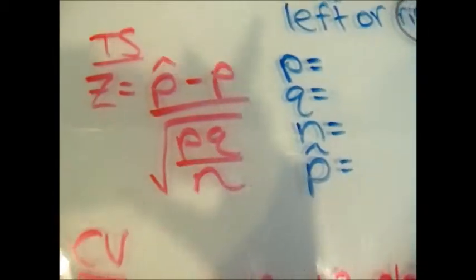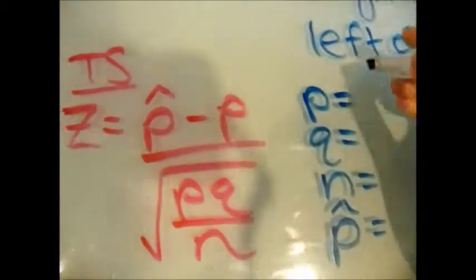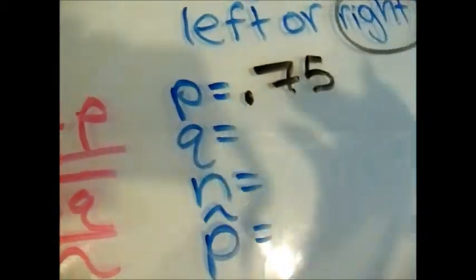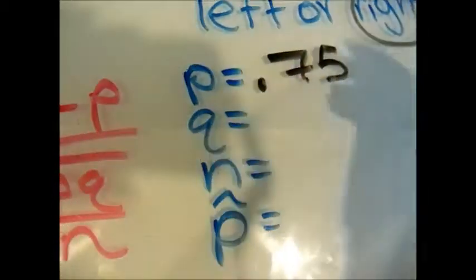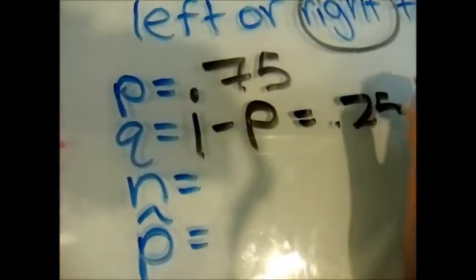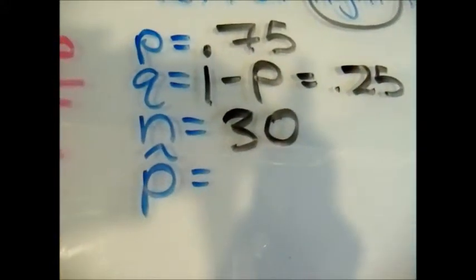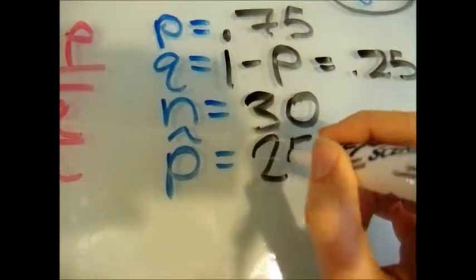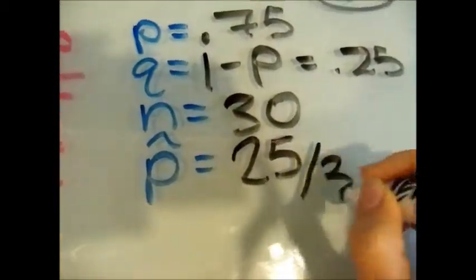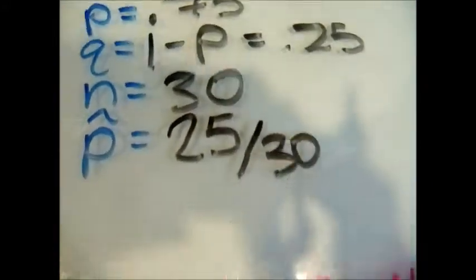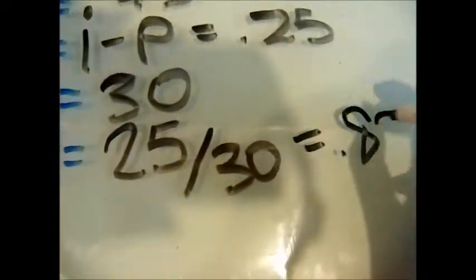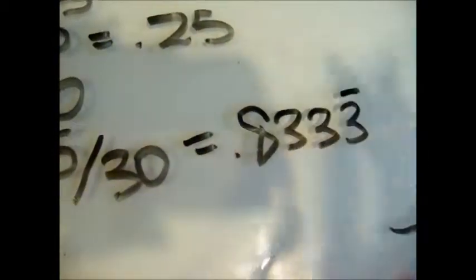And next, we look to find our test statistic, which we find using this formula. So P is 0.75, and that was given to us in the question. Q is 1 minus P, so it's 0.25. N is the sample size, so we had 30 people after we were all done randomizing, and P hat is the number of successes, which is 25 over 30. Successes means that it was a long dress. That's 0.833 repeating.